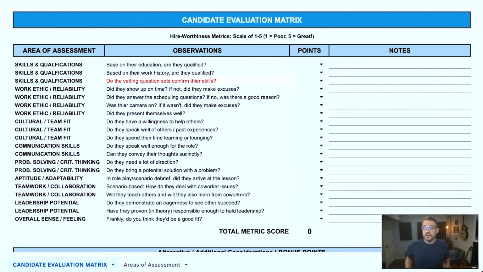So do the vetting question sets confirm their skill sets? Now, I do have more training on what a vetting question set is. I did briefly mention it earlier.